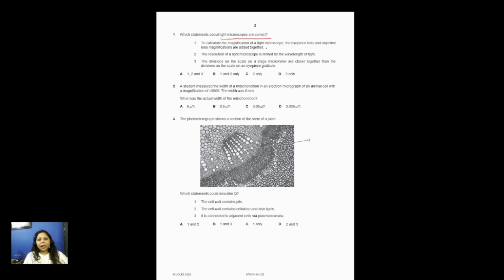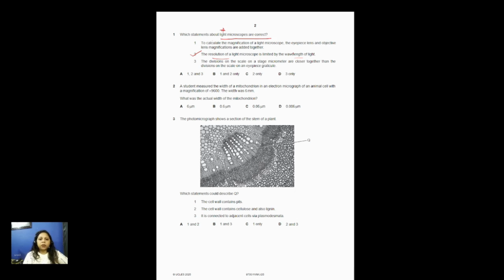Number one, to calculate the magnification of a light microscope, the eyepiece lens and the objective lens magnifications are added together. They are already multiplied, so added together seems to be incorrect. Number two, the resolution of a light microscope is limited by the wavelength of light. Of course, because here we have light as a source of viewing things, so definitely it is going to affect the resolution, how clear the image is. Magnification means how large the image is, and resolution means how clear the image is. So 2 is correct.